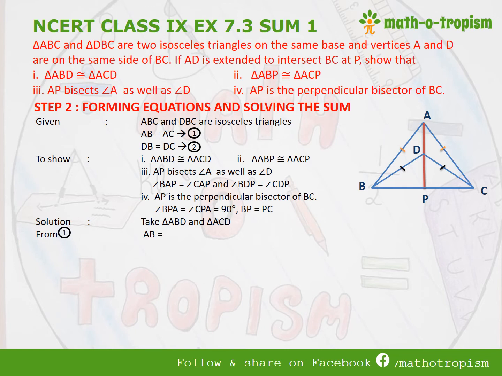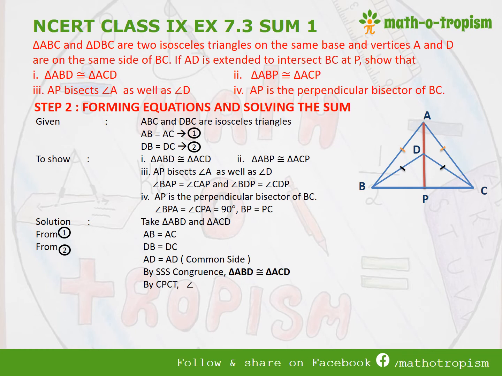From 1 we have that AB is equal to AC. From 2 we have DB is equal to DC, and we can see from the figure that AD is the common side of both the triangles. So by SSS congruence we can write the triangle ABD is congruent to triangle ACD.